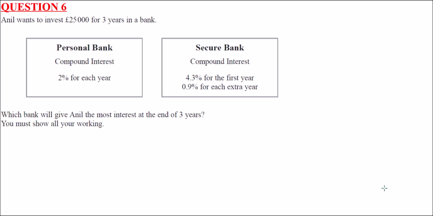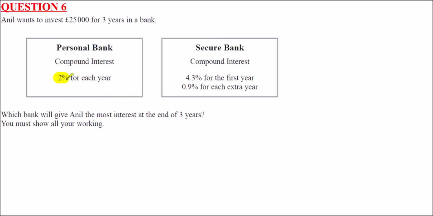Question 6. Anil wants to invest £25,000, lucky him, for 3 years in a bank account. So you've got the personal bank, compound interest, 2% each year, and secure bank, which gives 4.3% for the first year, and then 0.9% for each extra year.